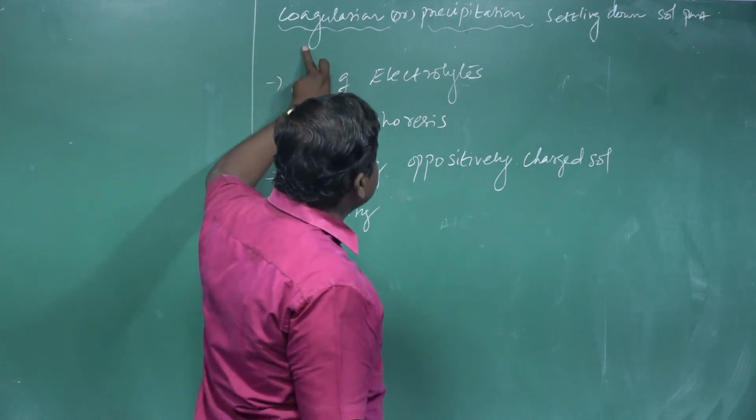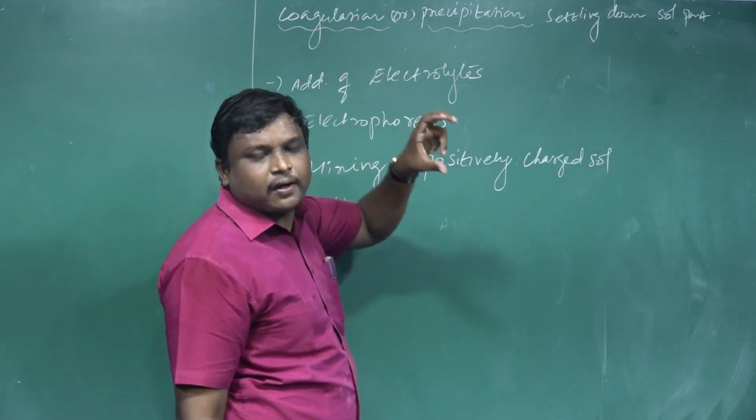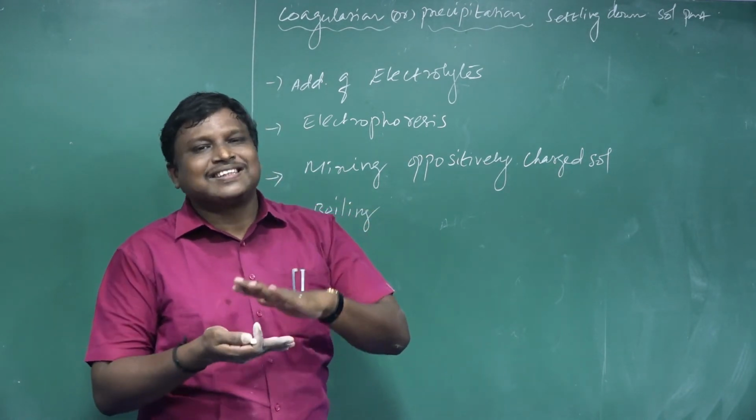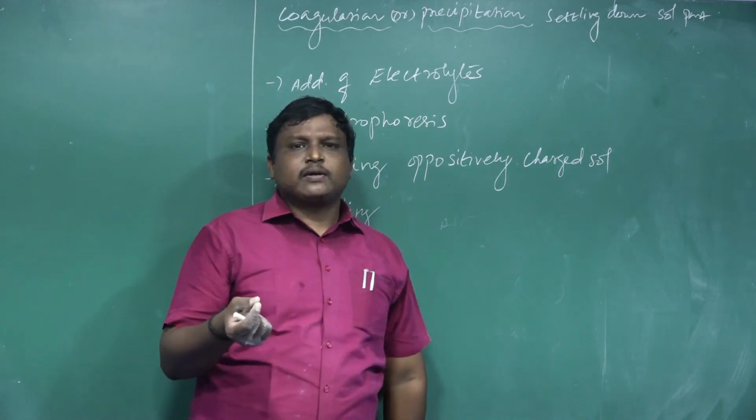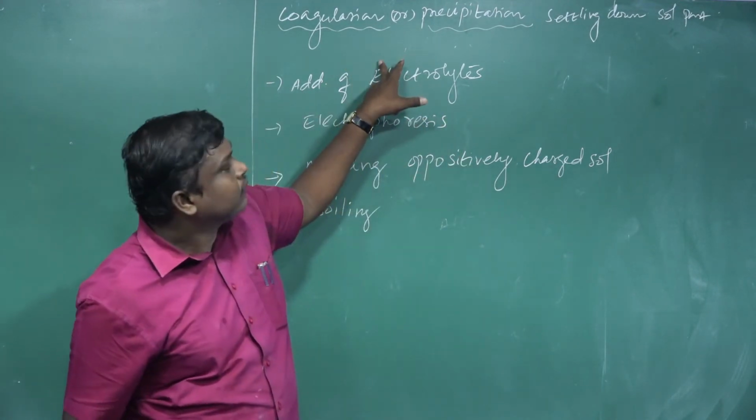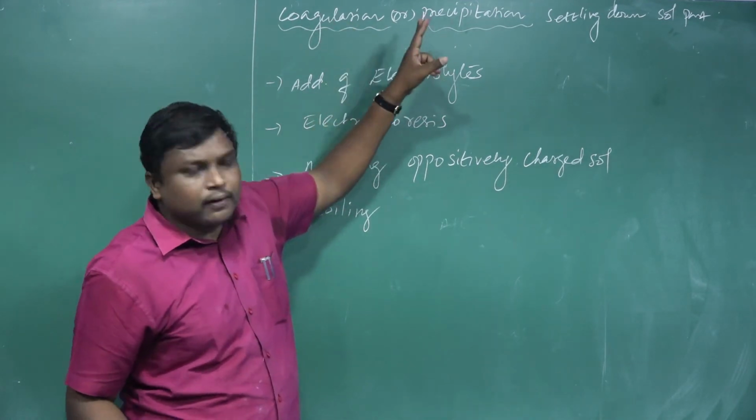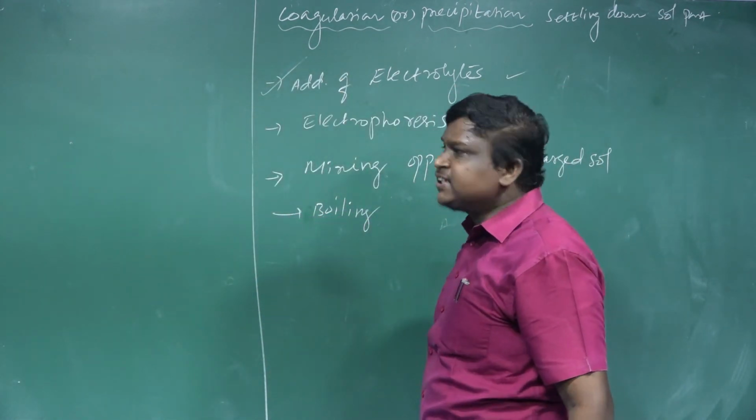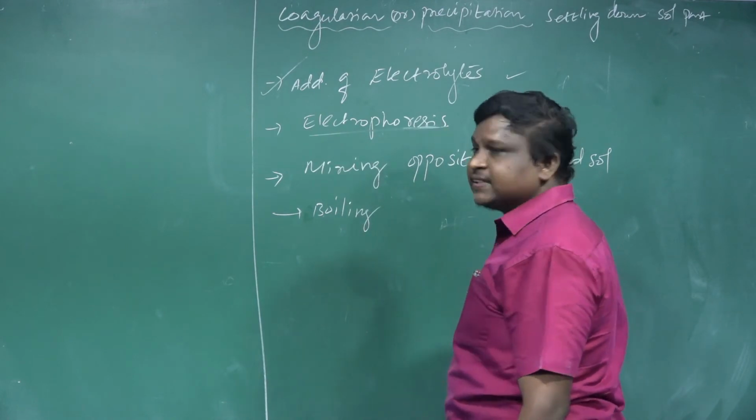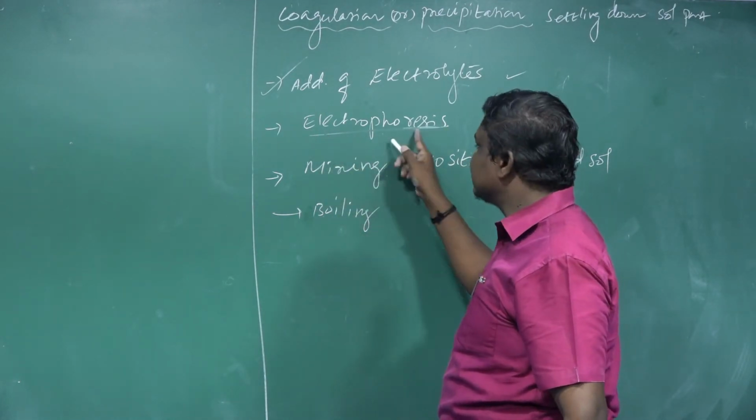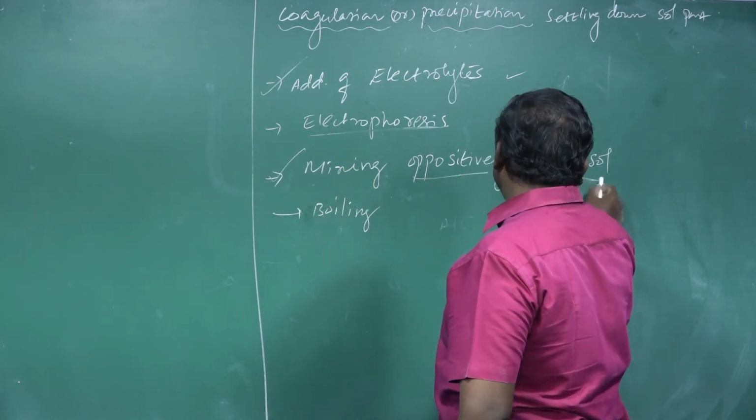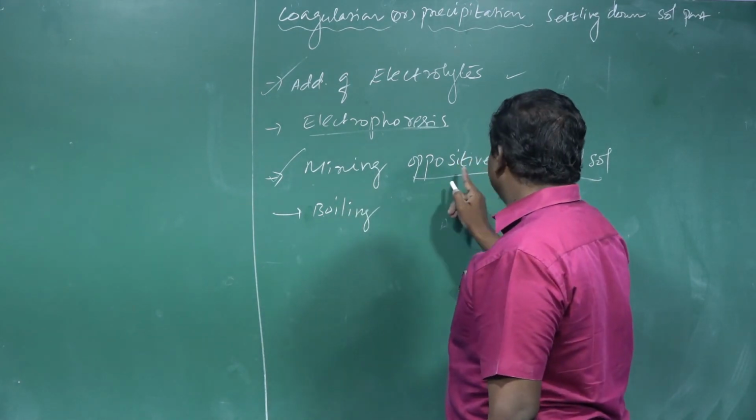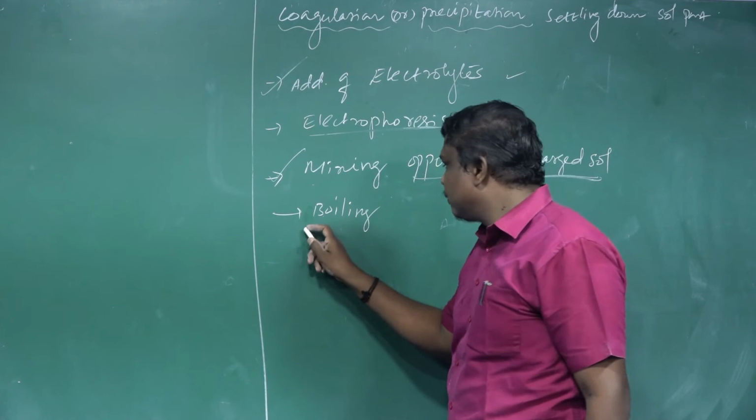Next one, coagulation or precipitation. A negative ion and positive charged salt particles settle down. This is known as coagulation or precipitation. First, addition of electrolyte. Second, electrophoresis. Third, mixing of oppositely charged salts, which neutralize. Last one, boiling.